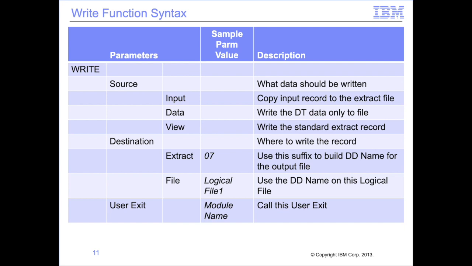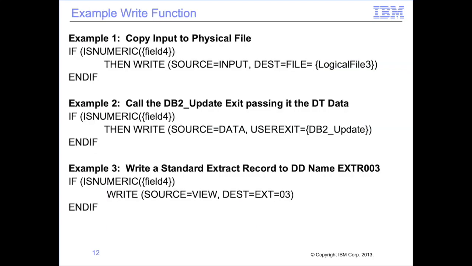The destination parameter allows for modification of the target for the write. 1. The extract parameter allows specifying the DD name suffix of the extract file, or 2. The file parameter allows associating the write to a specific logical file. The user exit parameter allows specifying a user exit to be used. The following are examples of write functions.